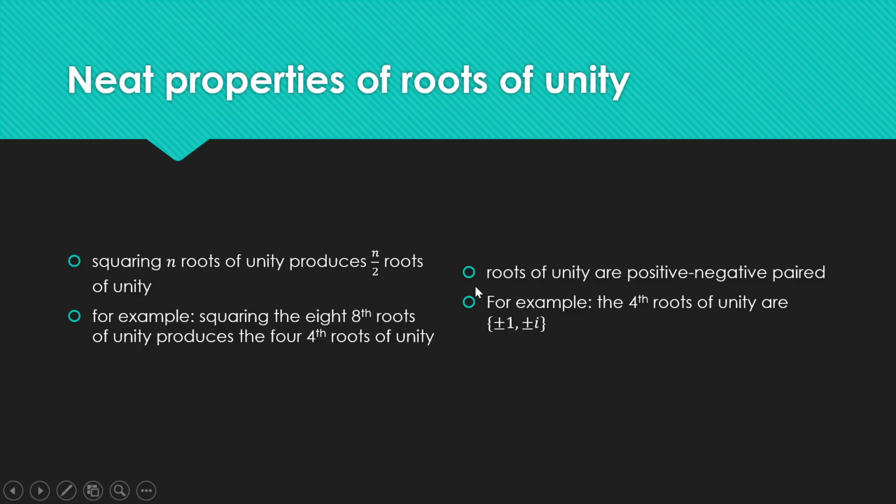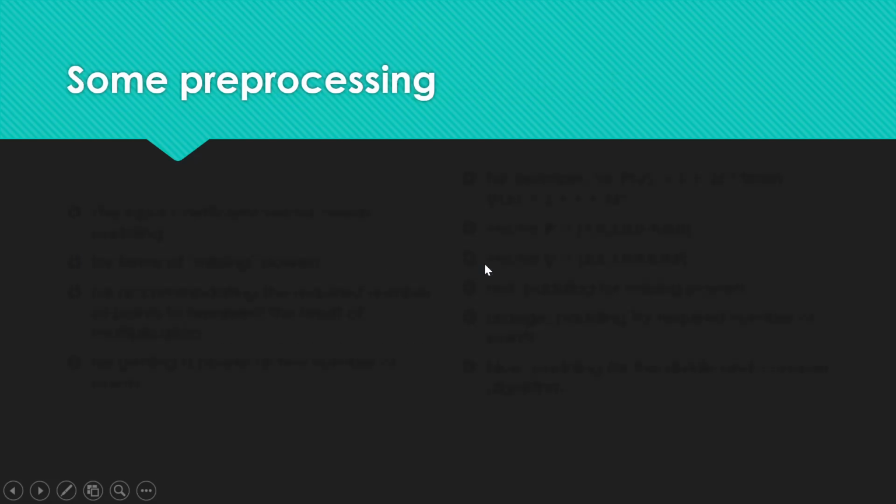I hope it's clear how this helps with the divide step of our algorithm, because if you're dividing the size of a vector into 2, it corresponds directly: whenever you square the n roots, you get half of the roots for the next layer of recursion.